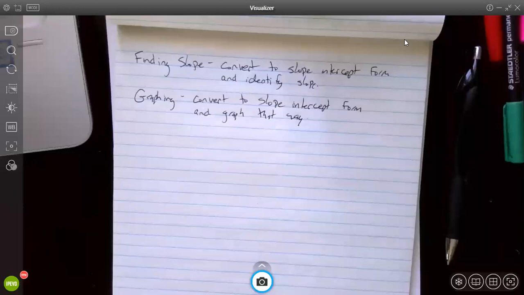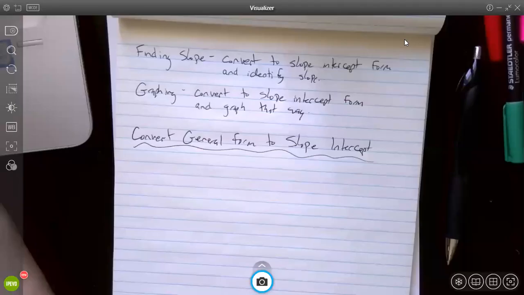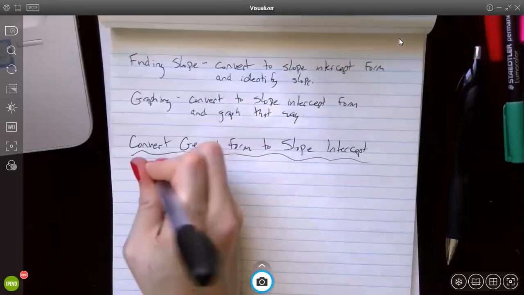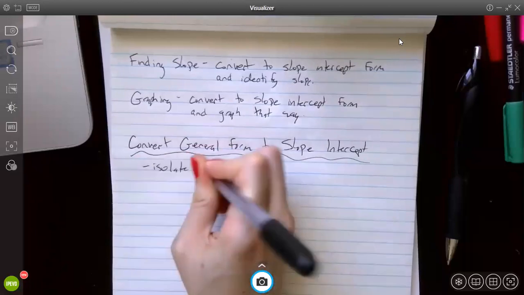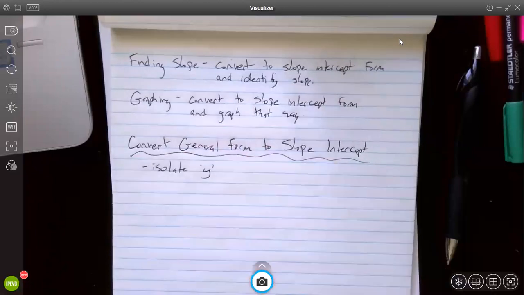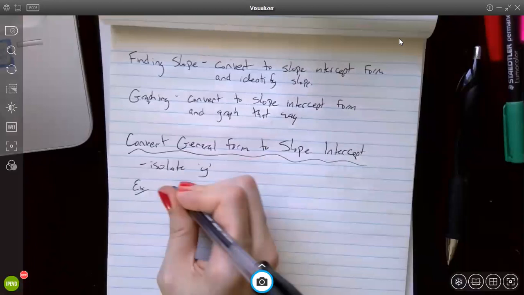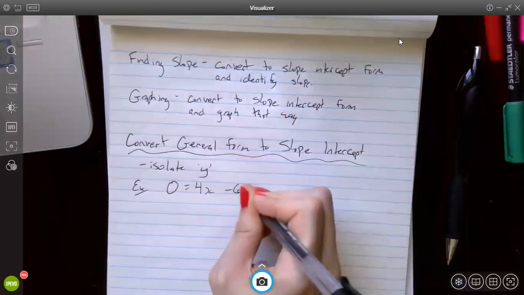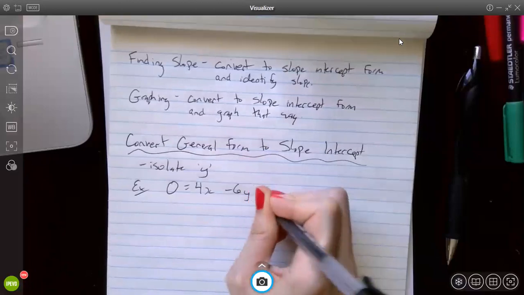So with that said, obviously you need to know how to convert to slope-intercept form. So that's what we're going to be working on first here. So when we're converting from general form to slope-intercept form, what we're really trying to do is isolate y, because obviously y is by itself in y equals mx plus b. So let's just try an example here. So if I had 0 equals 4x minus 6y plus 3.